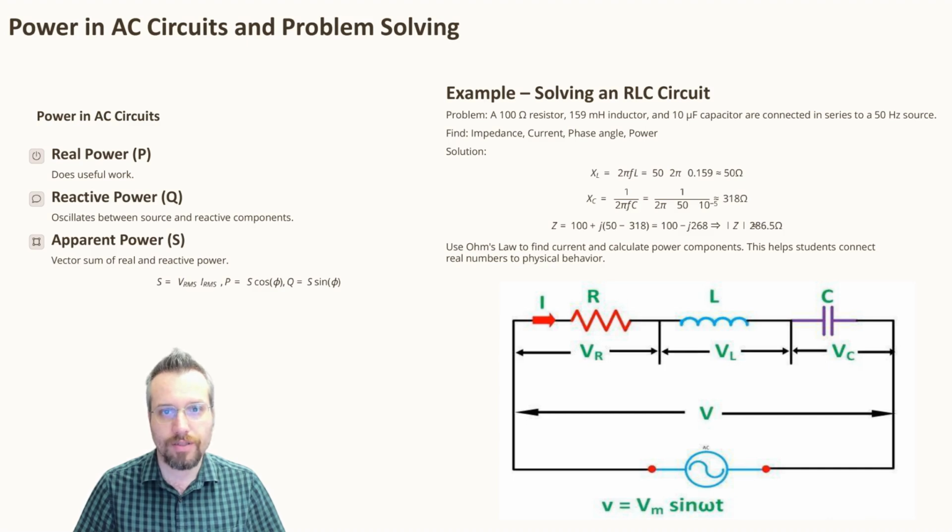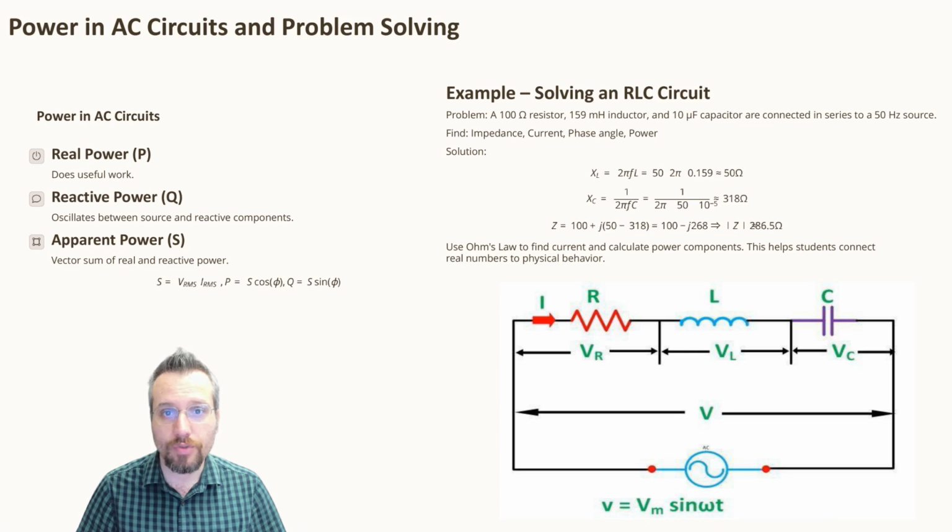The impedance of the inductor is equal to j omega L, which means 2 pi times 50 hertz times 0.159 henry, which is about 50 ohm. The impedance of the capacitor is 1 over j omega C. In this case, it is equal to 1 over 2 pi times 50 hertz times 10 to the power of minus 5, which is about 318 ohm. Therefore, our total impedance will be 100 minus j268 ohm, which means the amplitude of impedance is 286.5 ohm.